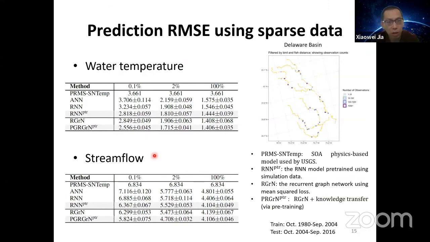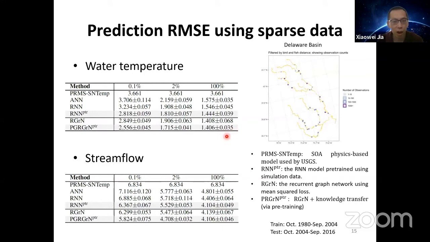And here we show some results for modeling water temperature and stream flow in a river network. This is in the Delaware River Basin, but it's a subset with a total of 42 different river segments. Our training data are selected from this 24-year period from 1980 to 2004, and we test in the following 12 years. And here, these numbers are prediction RMSE, so the lower the better.